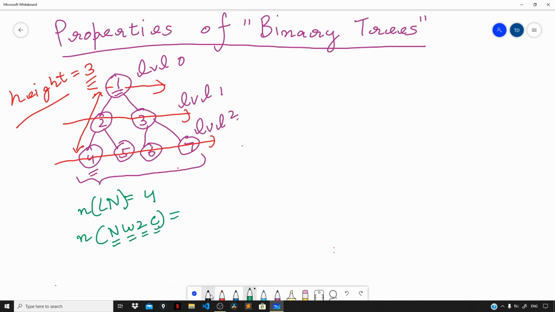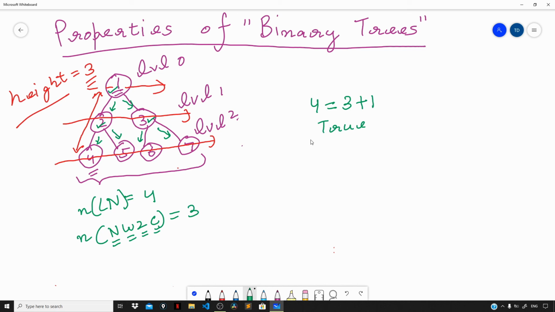And here you can see 1 is having 2 children, 2 and 3, 2 is having 2 children, 4 and 5, 3 is having 2 children, 6 and 7. So the nodes with 2 children are 1, 2 and 3. So in total we are having 3 nodes that are having 2 children. So the number of leaf nodes is 4 and the number of nodes with 2 children is 3. So from the property you can see 4 is equal to the number of nodes with 2 children plus 1, which is true. So this property holds good as well.